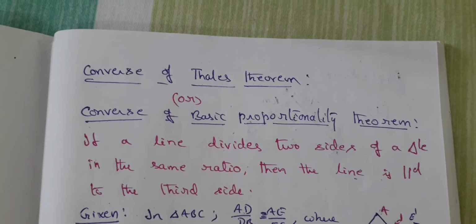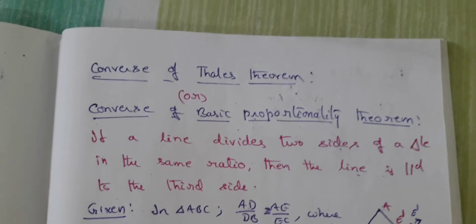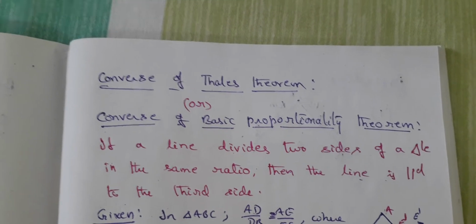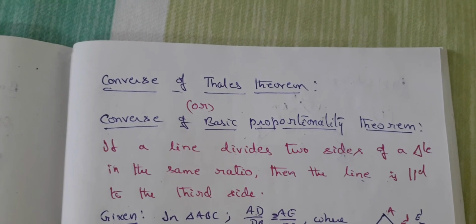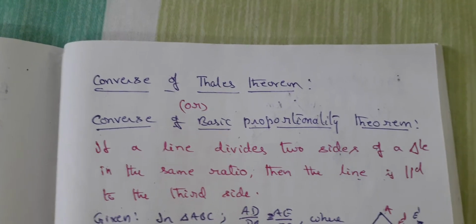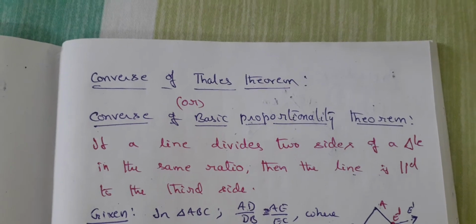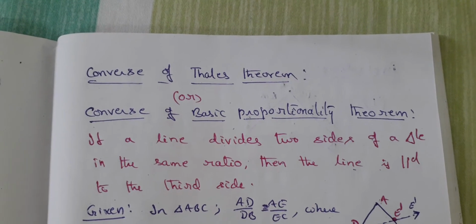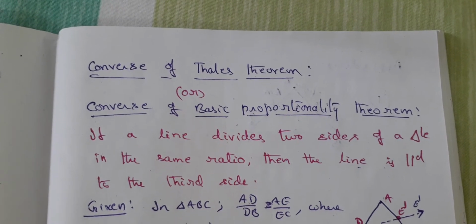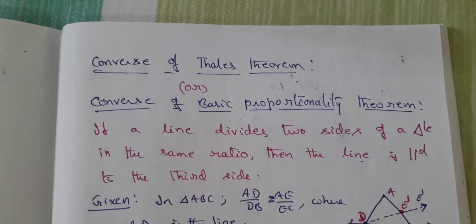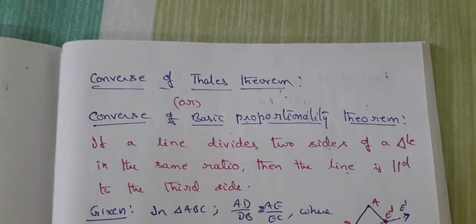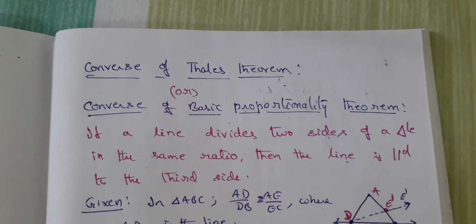If a line is drawn parallel to one of the sides of the triangle in such a manner that it touches the other two sides, then it divides the sides in equal ratios. Okay, that means if the line drawn is parallel to one of the sides, then it divides the two sides in equal ratios. Now what is the converse?